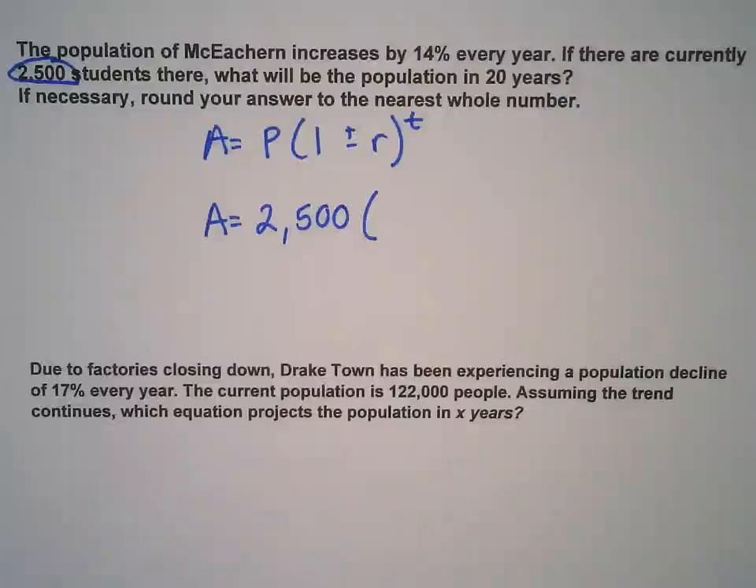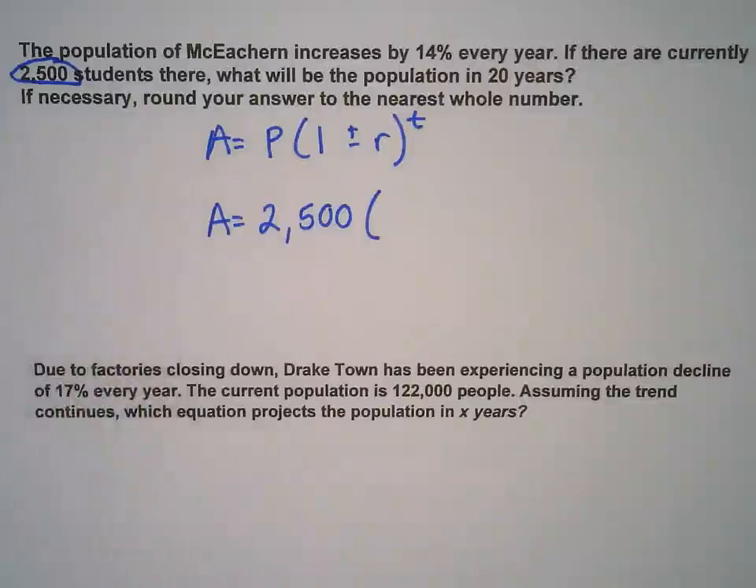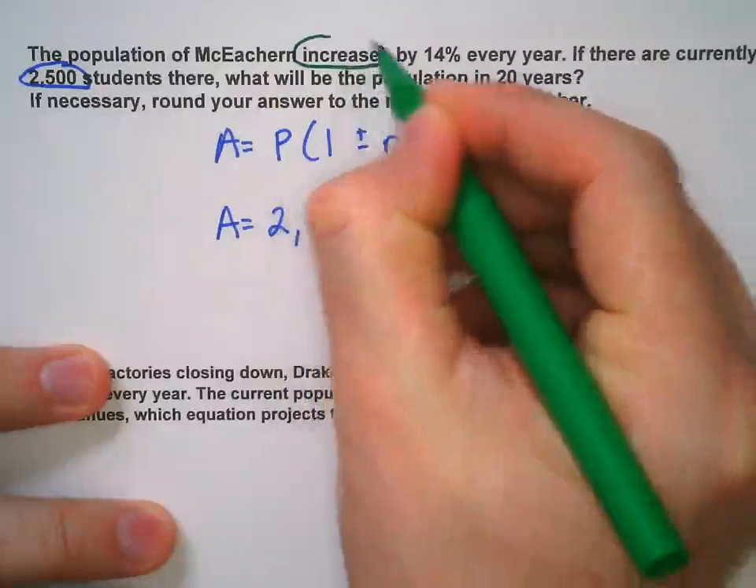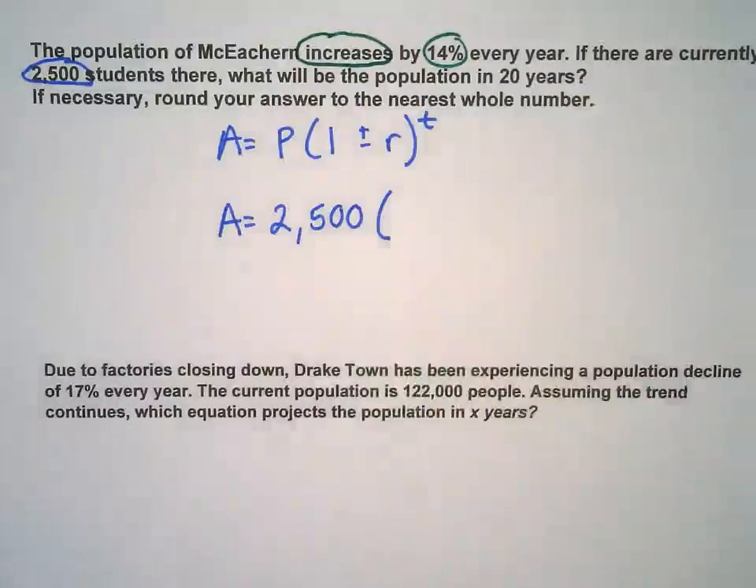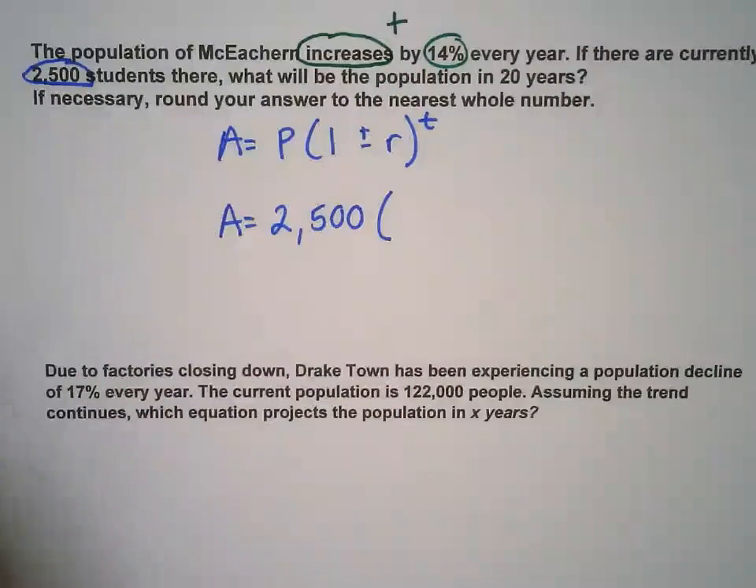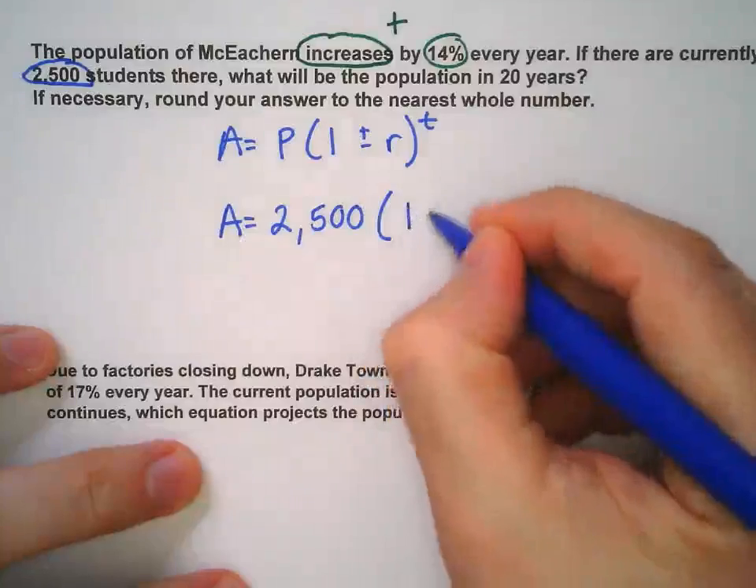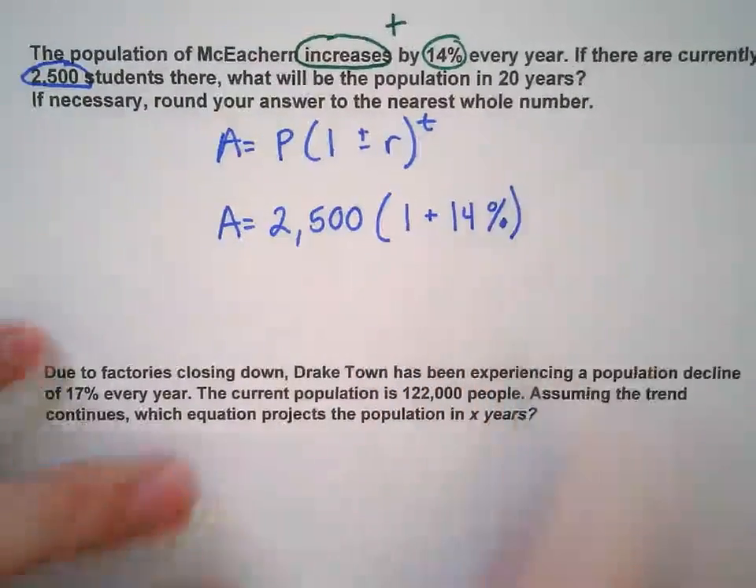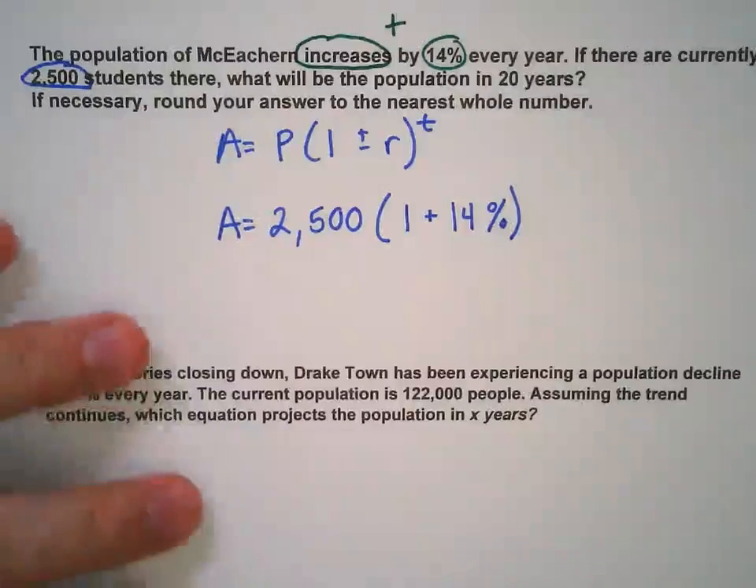Now we've got to figure out, is this a growth or decay? Is the population growing, or is the population decreasing? And the answer there is, well, it says right here, it's increasing by 14%. So with increasing, we're going to use plus. It's going to be 1 plus that percent. So 1 plus 14%.